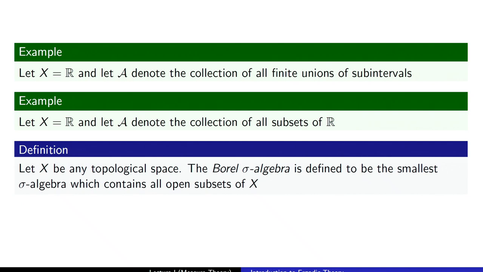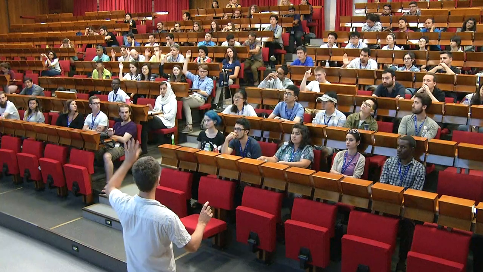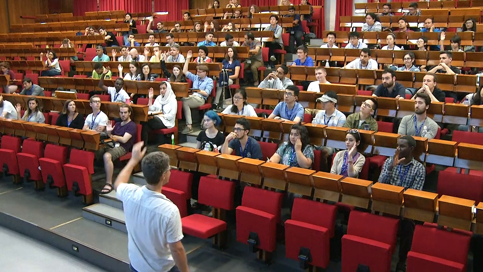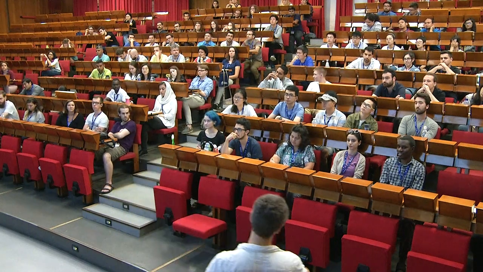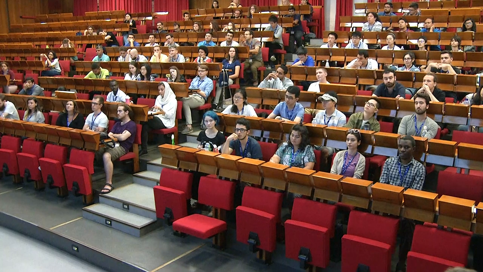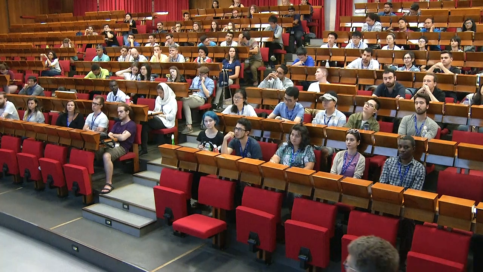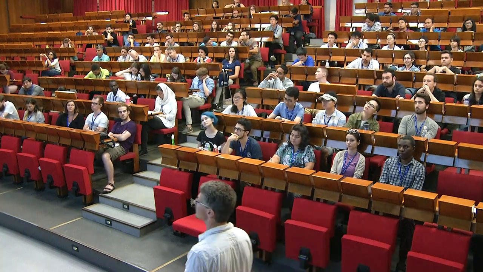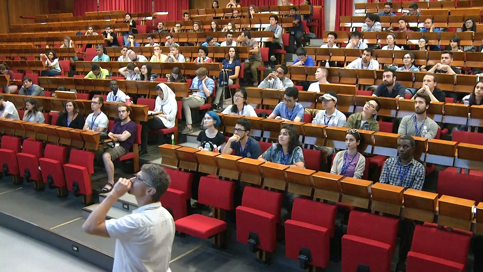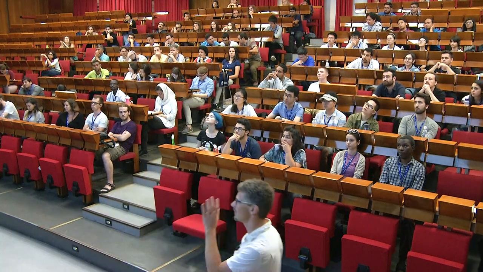Now something just a little bit different that we use all the time. The terminology Borel sigma algebra, how many of you, is it known to everyone, most? So the Borel sigma algebra, for any topological space, is the smallest sigma algebra that contains all the open subsets of that space. Good. We're covering a lot of ground.